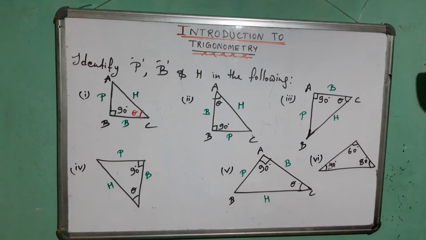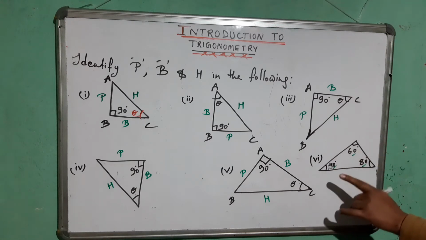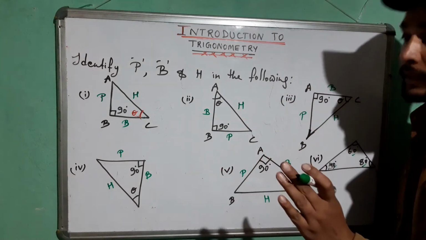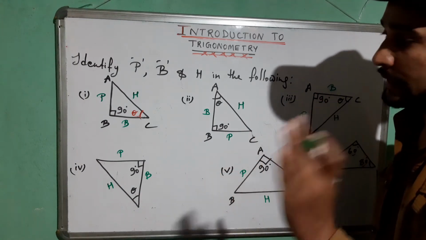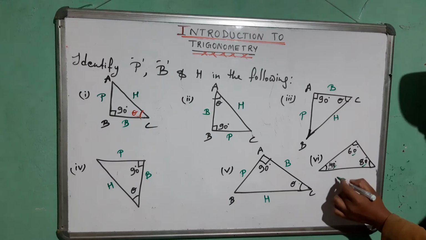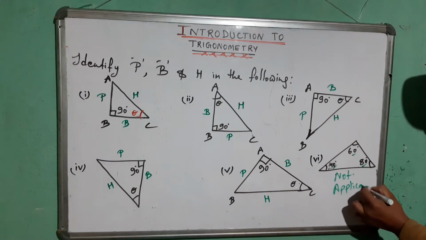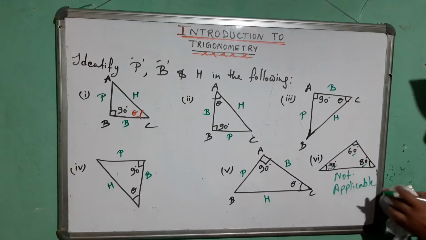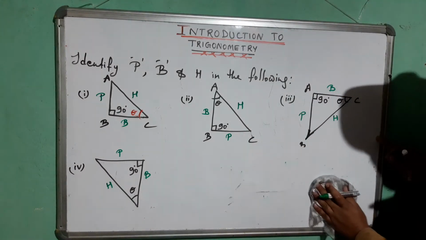In this triangle, the angles given are 40, 60 and 80. It won't have perpendicular, hypotenuse and base, because perpendicular, hypotenuse and base can be identified in a right angle triangle only. If one of the angles is 90 degree, then only you can identify perpendicular, base and hypotenuse. So it won't have them. Not applicable, since none of the angles is 90 degree.